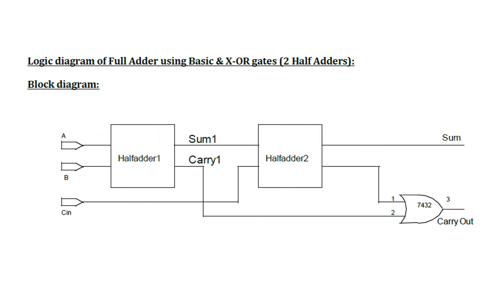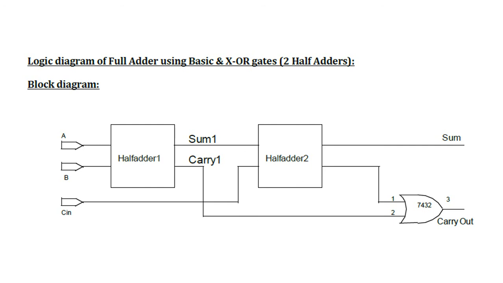Now, the logic diagram of a full adder using basic XOR gates. So two half adder circuits will be used. This is my first half adder circuit. A and B are the inputs. The half adder circuit's outputs are sum and carry.